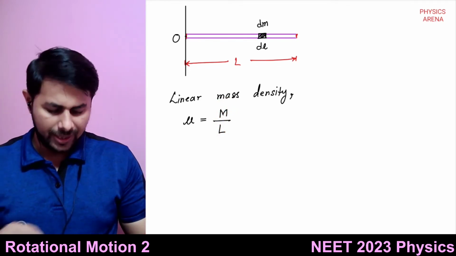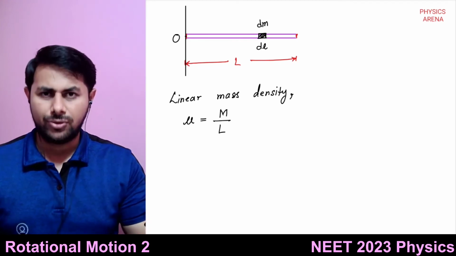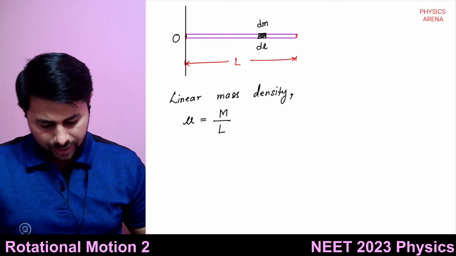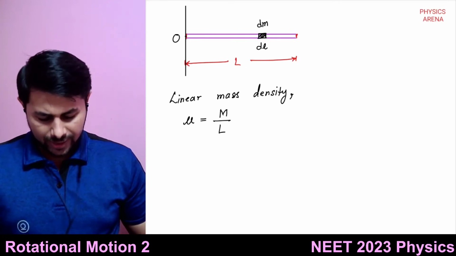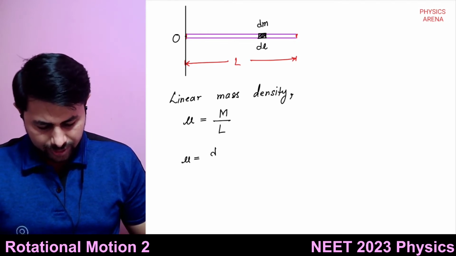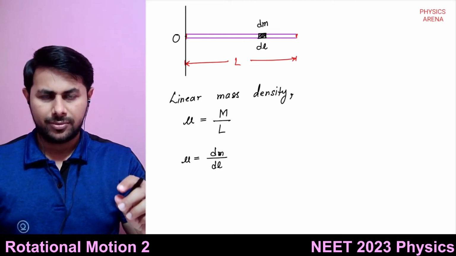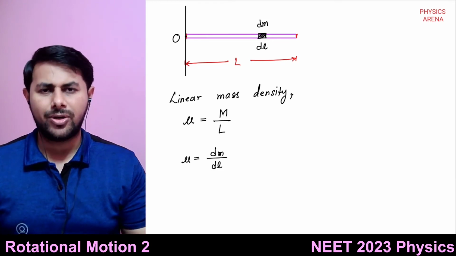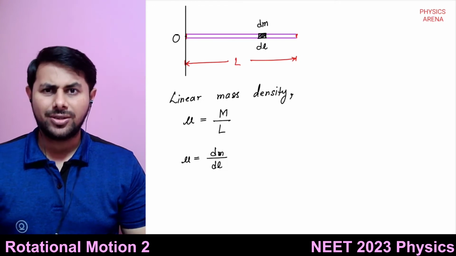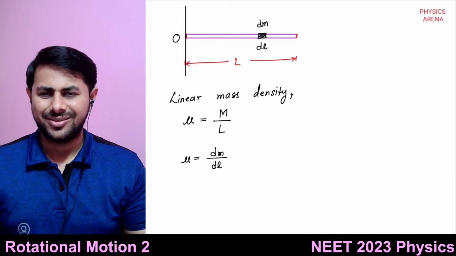Therefore, if I consider that there is uniform mass distribution, then how can I write dm? So I can say that mu is equal to this mass dm divided by length dl. That means if I consider any length of this body, then the mass of that segment divided by the length of the segment will give me what? The same mu, because mass is uniformly distributed. Got it?